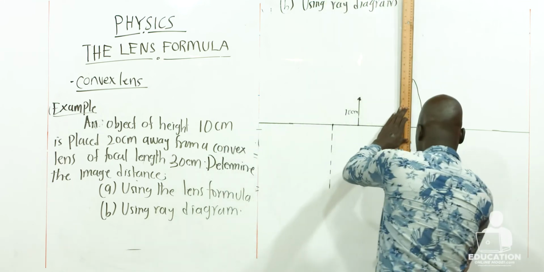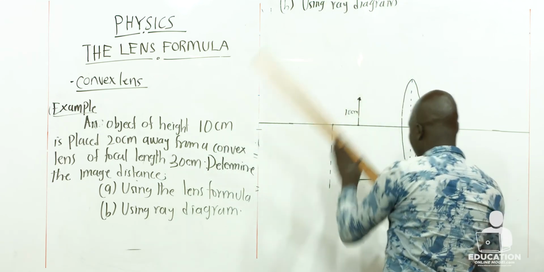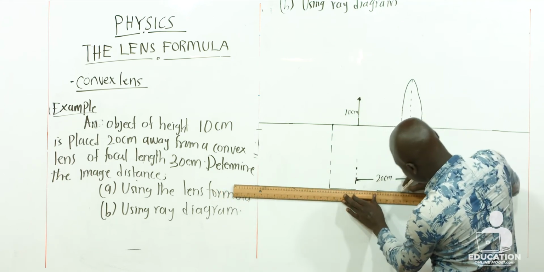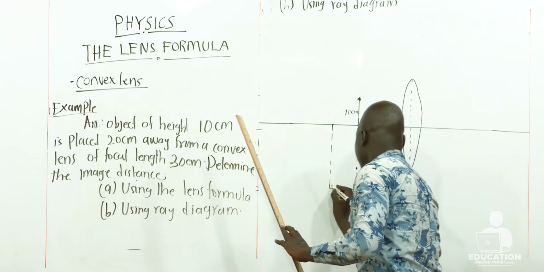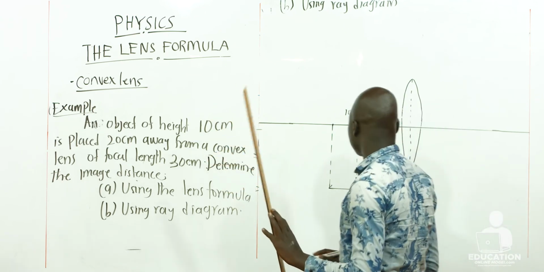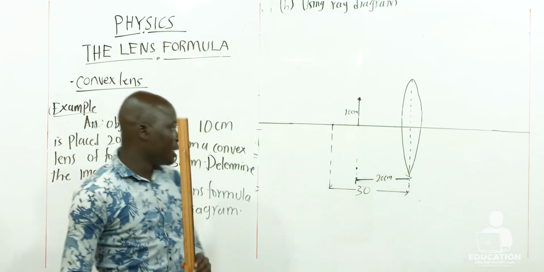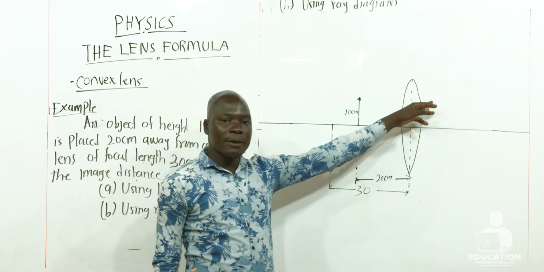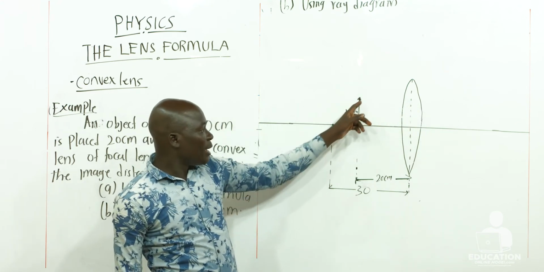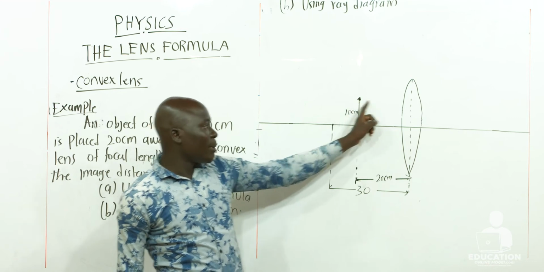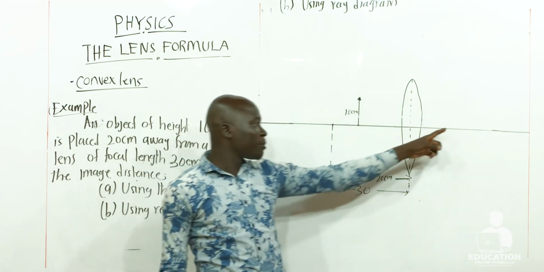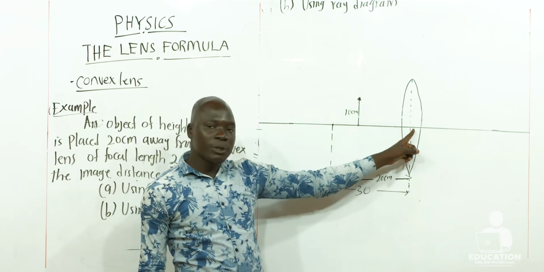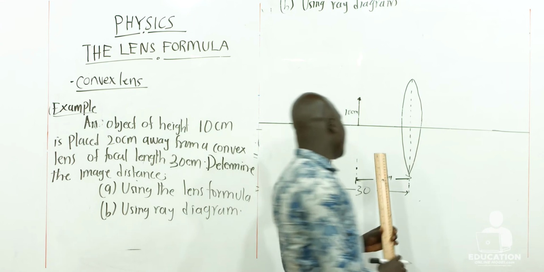That is the distance between the focal point and the principal focus. It is 30 centimeters. Now we are going to consider two rays. First, a ray parallel to the principal axis, which passes through the principal focus after refraction. Then we consider a ray through the optical center, which goes undeviated.